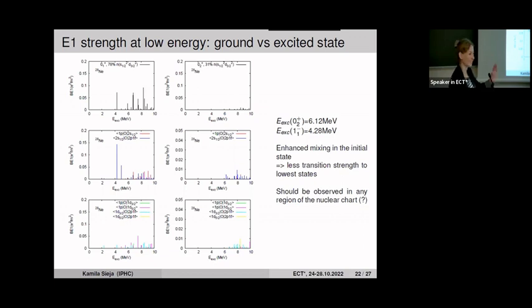Okay, that's great. So my understanding is that the more mixing you have in the states in which you start, the less of this low energy strength, or the pygmy type strength, you have in your response function. Okay, but this is the open question: what will happen if we move to other nuclei? This is only one particular case of light nuclei, so this could be checked somewhere else.